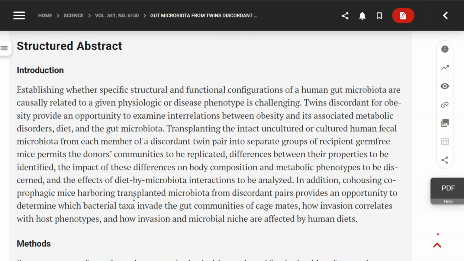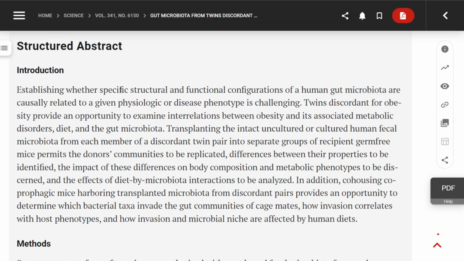In addition, cohousing coprophagic mice harboring transplanted microbiota from discordant pairs provides an opportunity to determine which bacterial taxa invade the gut communities of cage mates, how invasion correlates with host phenotypes, and how invasion and microbiome niche are affected by human diets. Okay, if you're not used to reading scientific papers, that sounds like a lot of mumbo jumbo.